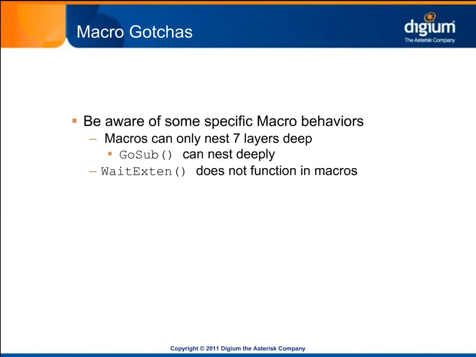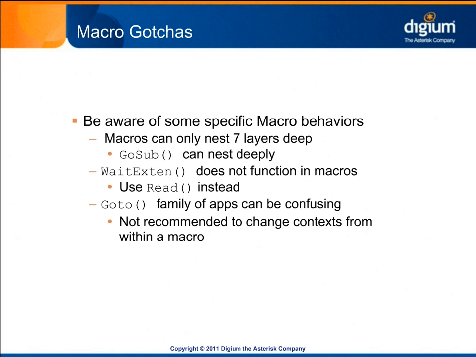The WaitExten application will not function as expected when called from within a macro. You should instead use the Read application when it's necessary to get DTMF input from a caller while inside a macro. It can be confusing to use an application in the Goto family to exit a macro by specifying a different context to route to. While it is possible to do so, we don't recommend it unless there's no alternative.